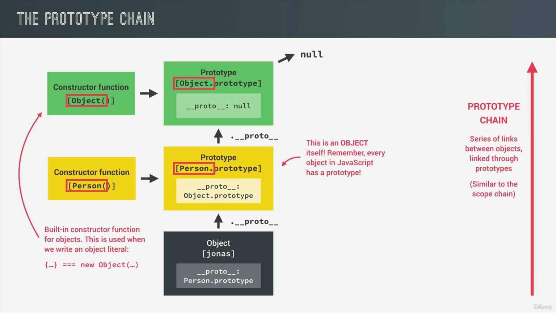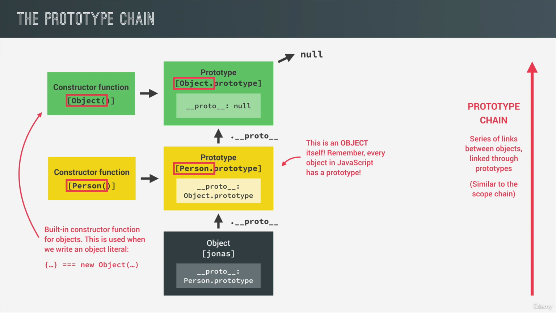So in a certain way, the prototype chain is very similar to the scope chain, but with prototypes. So in the scope chain, whenever JavaScript cannot find a certain variable in a certain scope, it looks up into the next scope in the scope chain and tries to find the variable there. On the other hand, in the prototype chain, whenever JavaScript cannot find a certain property or method in a certain object, it's going to look up into the next prototype in the prototype chain and see if it can find it there. Okay?